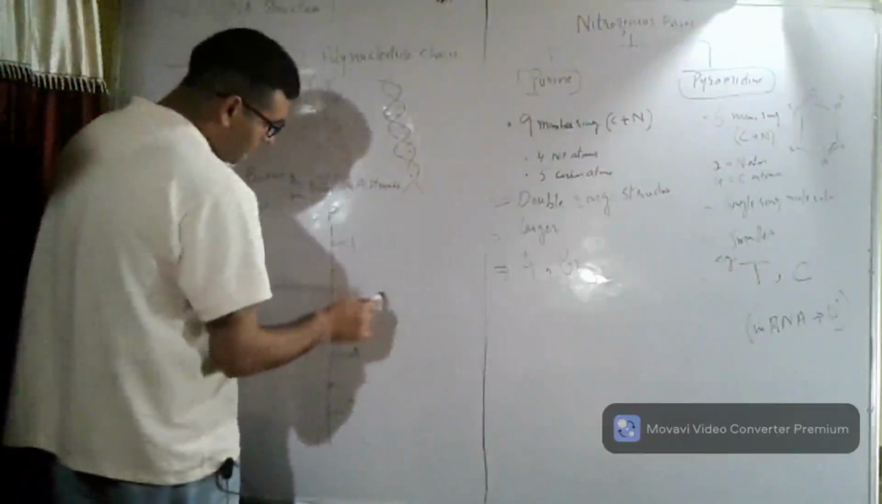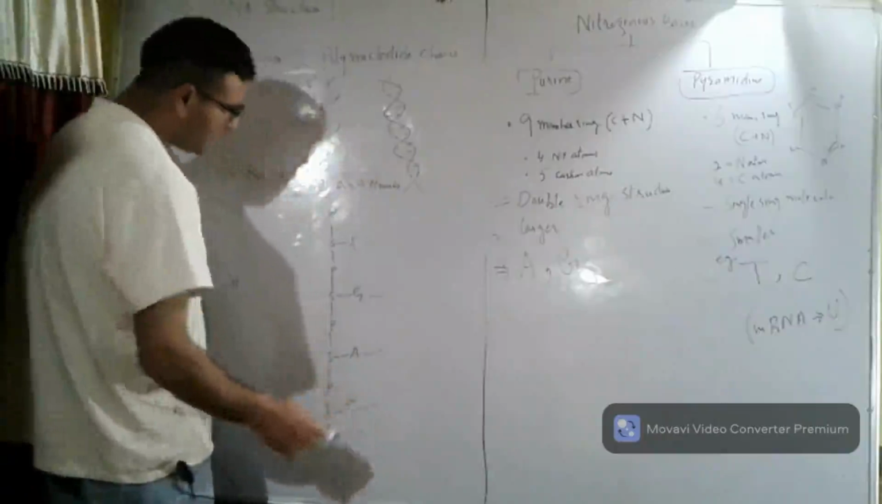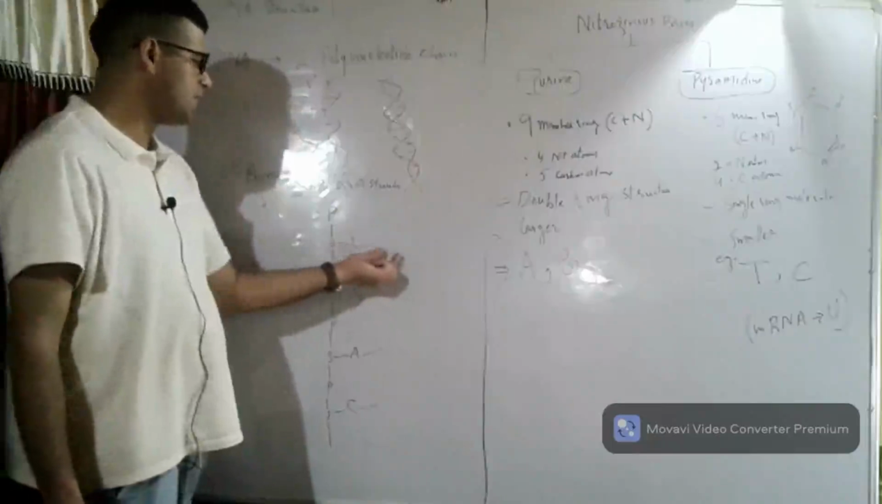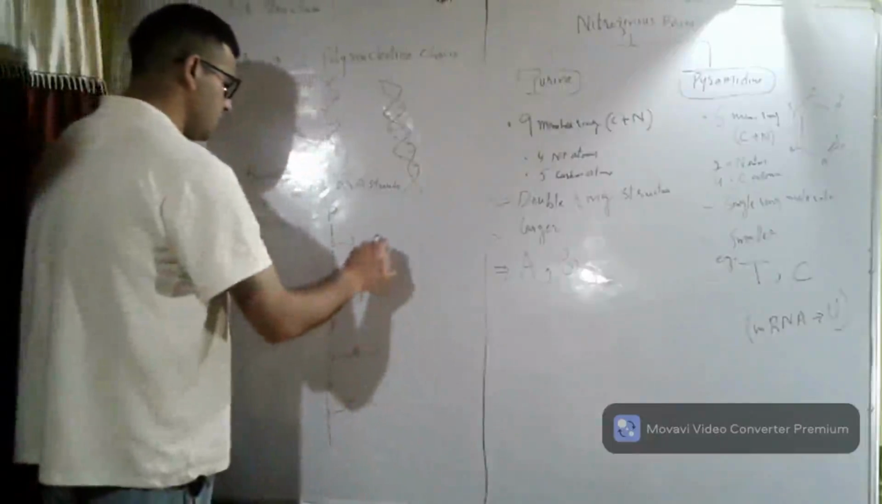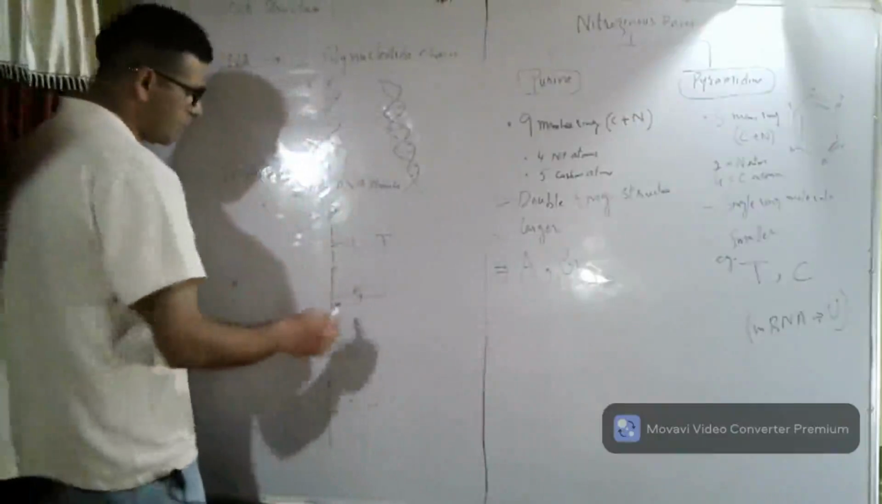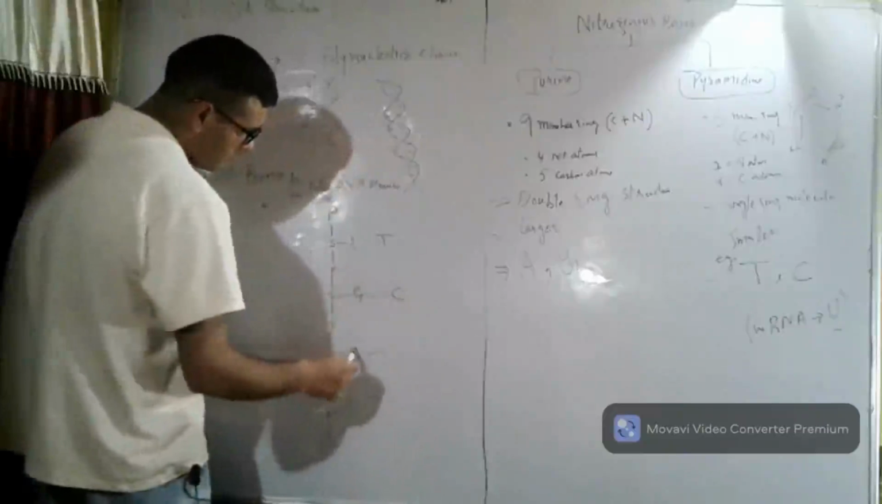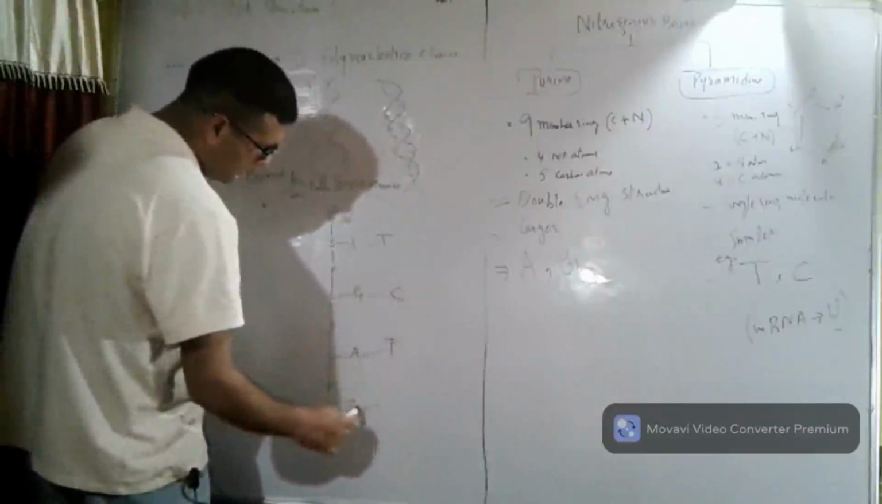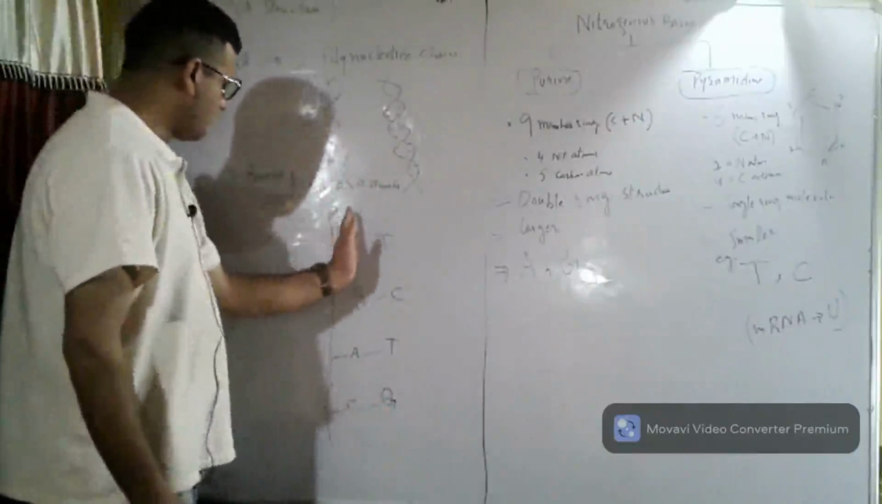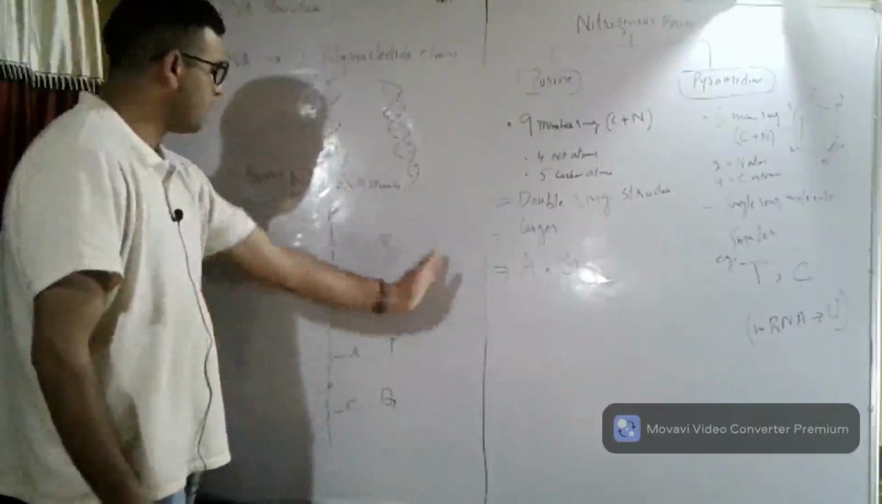Then another polynucleotide strand would be like this. This nitrogen base adenine always pairs with thymine of the other polynucleotide strand. Guanine always pairs with cytosine. Adenine pairs with thymine, and cytosine pairs with guanine. So this is one strand. This would be another strand.